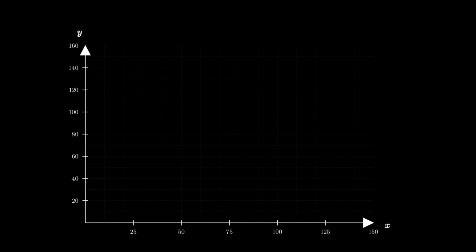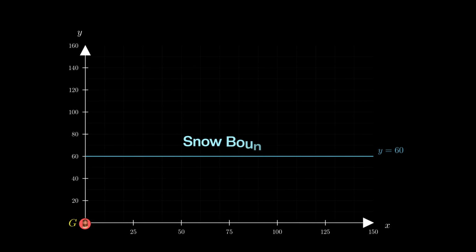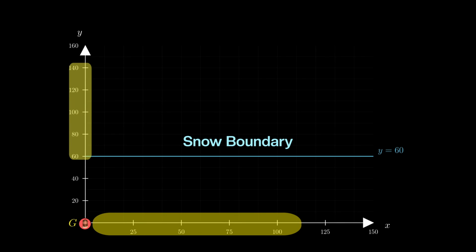This can be better visualized with a coordinate grid. Let's suppose Grug stands at the origin 0, 0, and the snowland boundary is 60 meters away at y equals 60. The woolly mammoth is 80 meters away vertically from the boundary and 120 meters away from Grug horizontally. This places him at the point 120, 140.